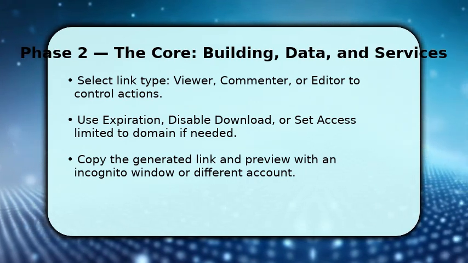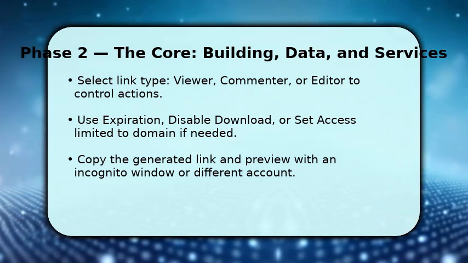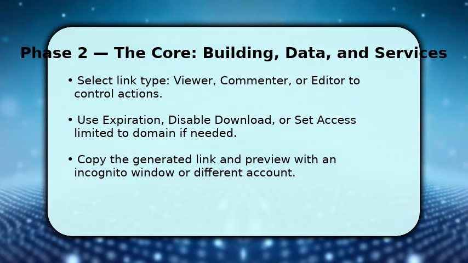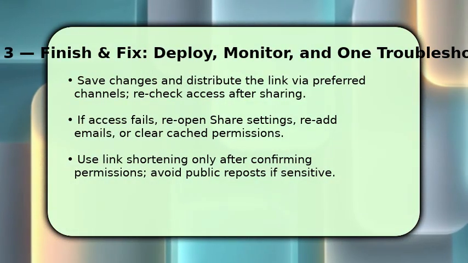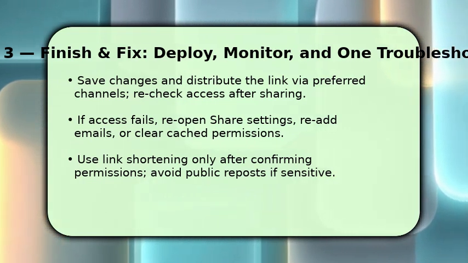After adjustments, click Copy Link, but don't assume it's right. Preview in an incognito window or a secondary account to confirm permissions work as intended. Finish by saving changes and pasting the link into your email, chat, or document where recipients expect it.